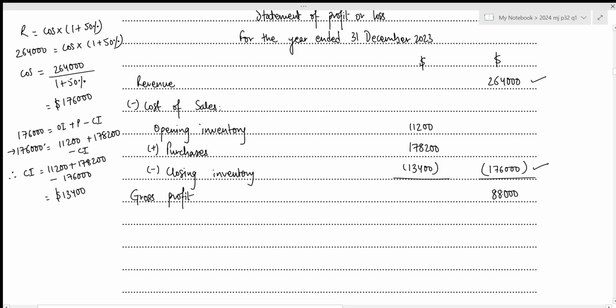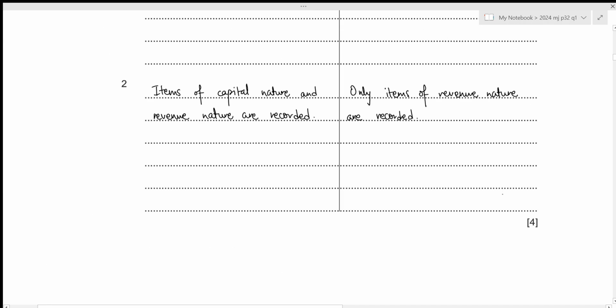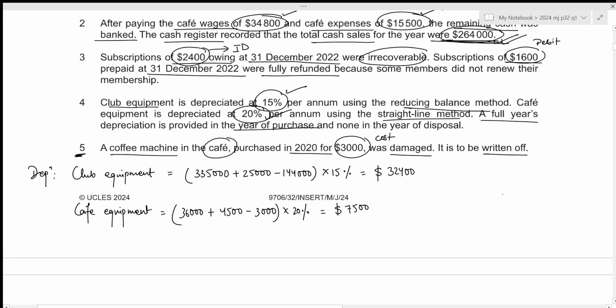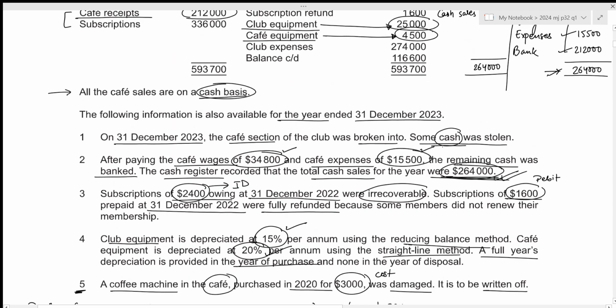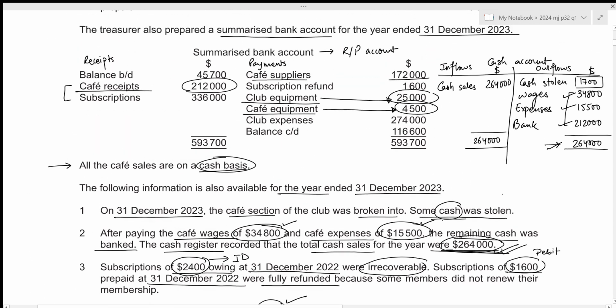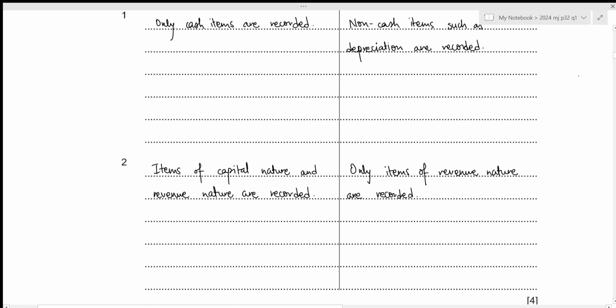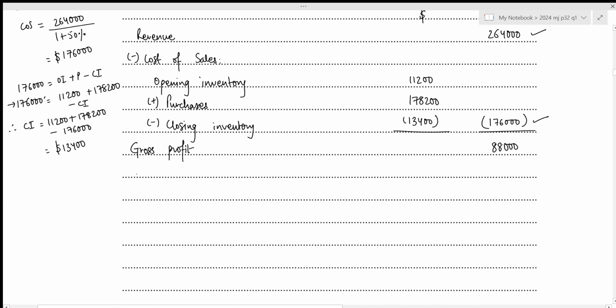All right. And in this case, I don't think we have any other income for the cafe. So we can just move towards the expenses section. And the very first expense that we need to include is the cash stolen of 1,700. Let's write it down. So minus expenses. The first one is cash stolen of 1,700.